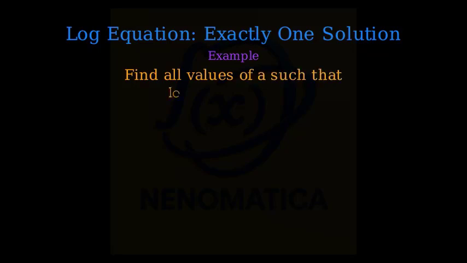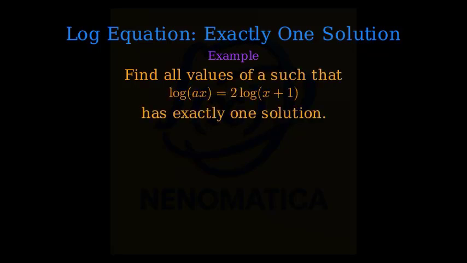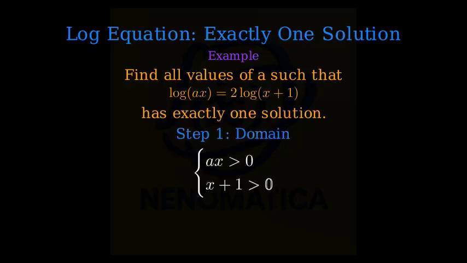In this example, we will find all values of a for which the equation log of ax equals 2 times log of (x plus 1) has exactly one unique solution. Step 1 is domain. For logarithms to be defined, their arguments must be positive. That gives us ax greater than 0, and x plus 1 greater than 0.